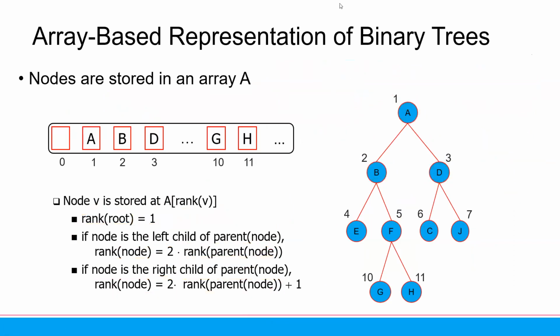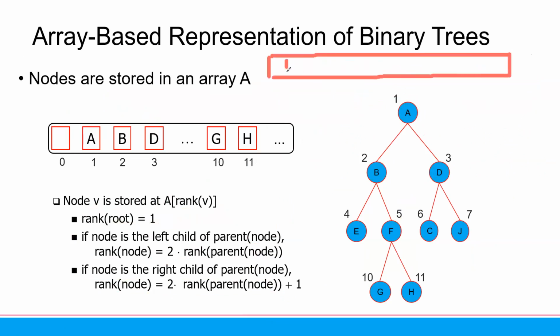So with that formula, if we have an array, in the list we will start from index 0. And then we will have index 1, index 2, index 3, index 4, and so on. Then for index 1, it will be the node A. For index 2, it will be the node B. For index 3, it will be the node D.